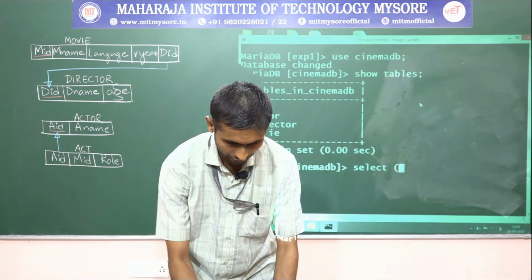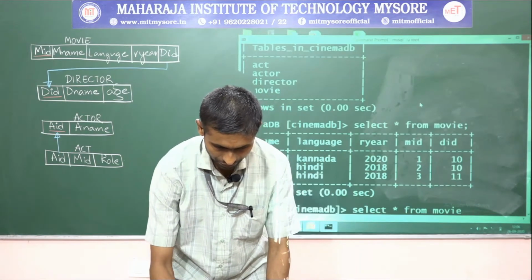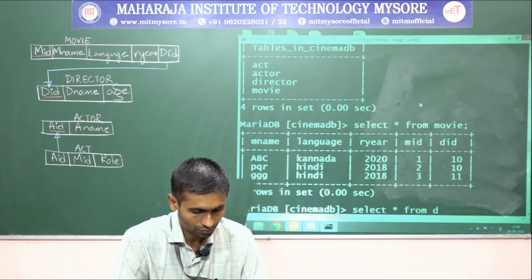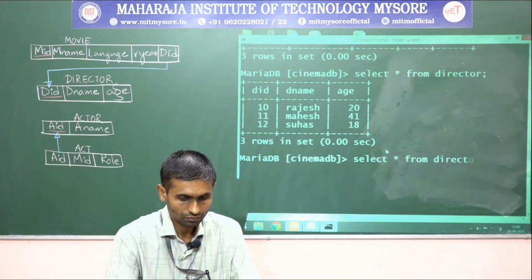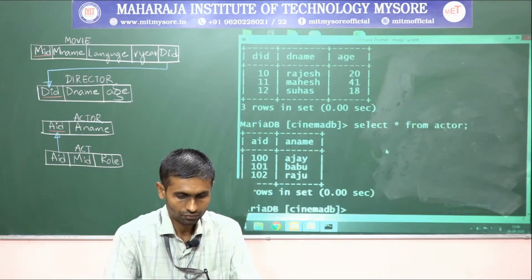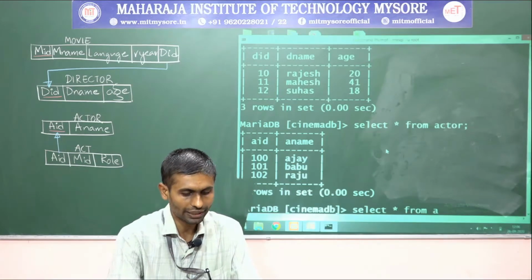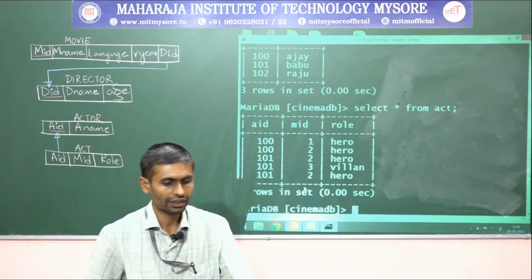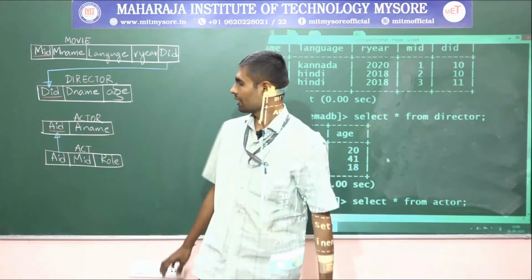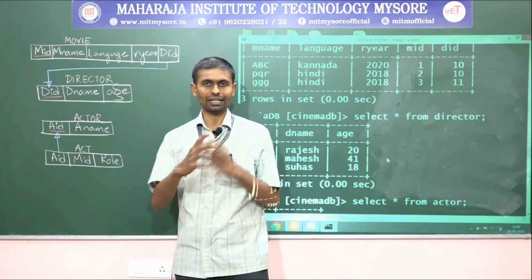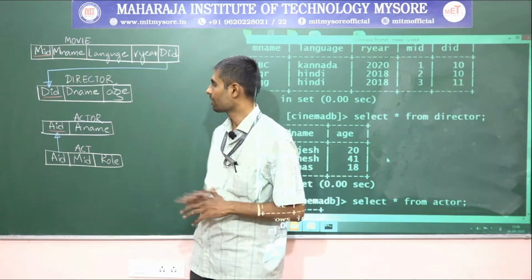Select star from movie. I'll tell you what exactly it is. I am simply displaying all the tables we have created, along with the values. That's it. So these are all the tables I have created. Prior to that, I'll tell you the story because you know it. I'll just recall the story behind all these tables, behind this database.